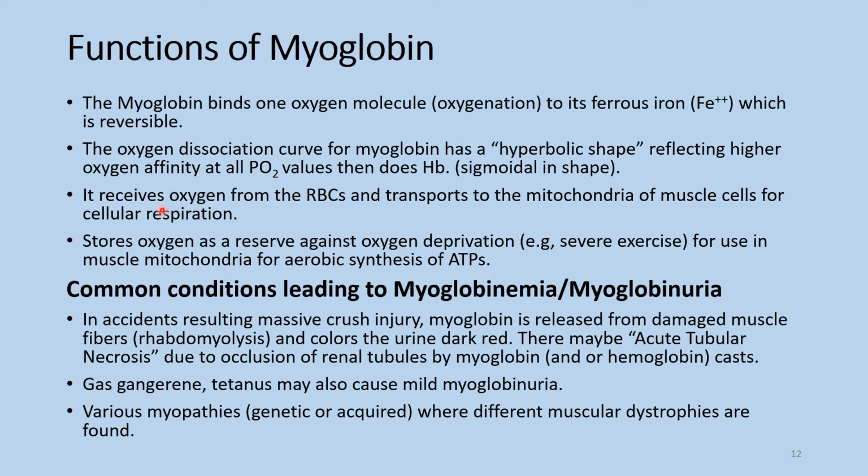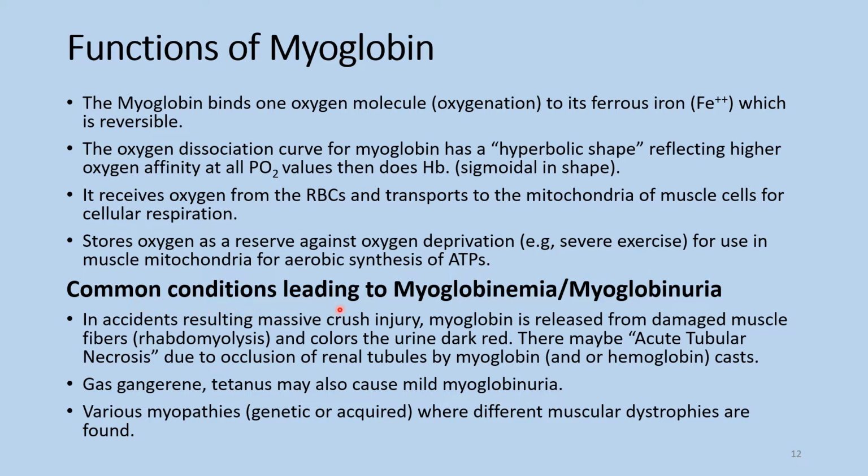It receives oxygen and transports it, and myoglobin also stores oxygen. When it stores oxygen, this oxygen can be used, for example, in case of severe exercise, when there is oxygen deprivation, for use in the muscle mitochondria for aerobic synthesis of ATPs, because the muscles need energy in the form of ATPs.